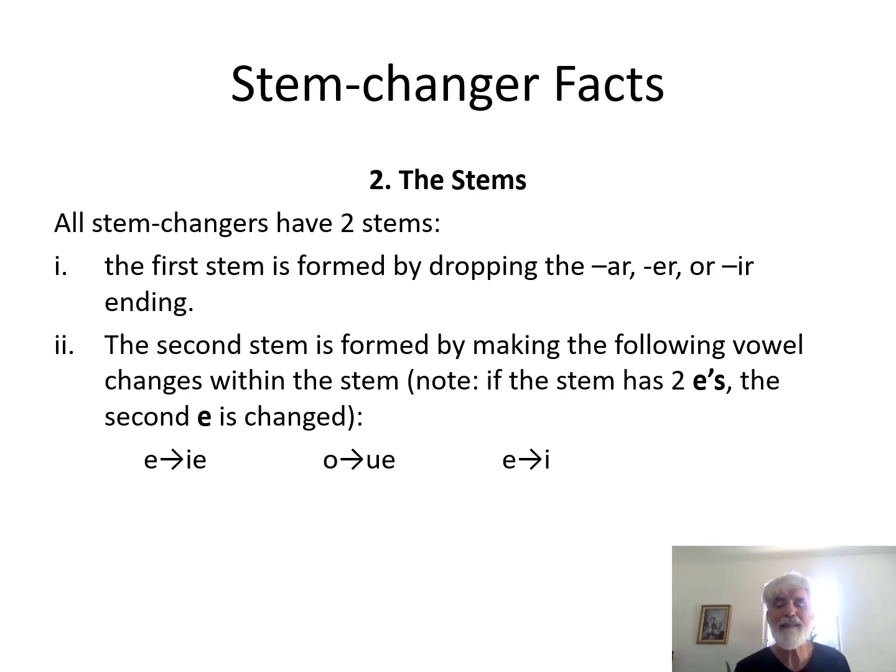We must take the original stem, which we all know how to form, and modify it, and be aware of these modifications. If there is an E in the original stem, it can change to IE. If there is an O in the original stem, it will change to UE. And for a very small category of verbs, the E of the stem will sometimes change to I. Those are our three categories of stem changing verbs. And we've got to get familiar with these.